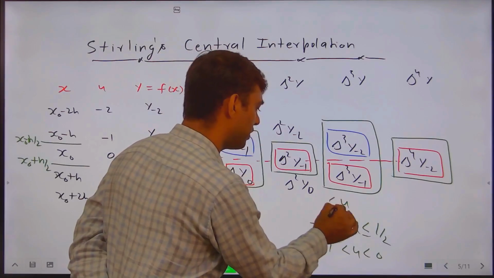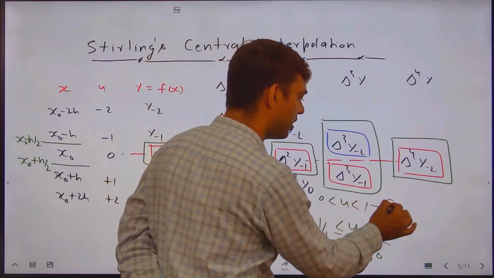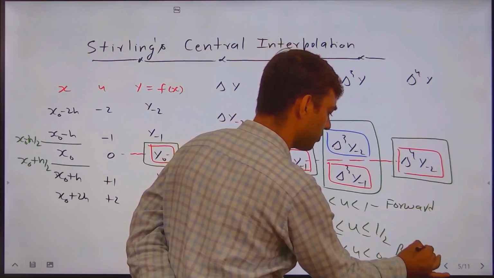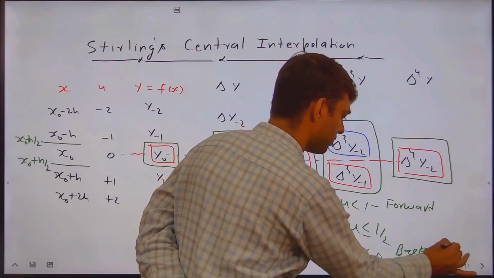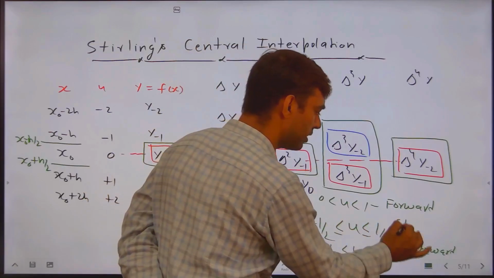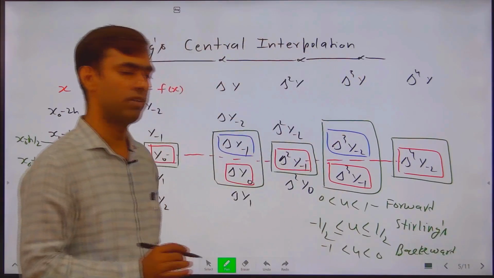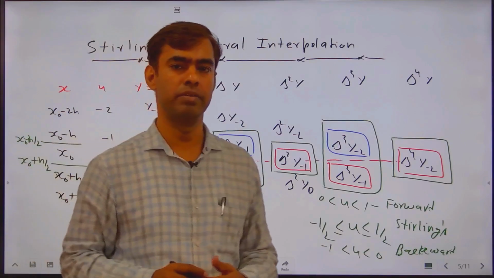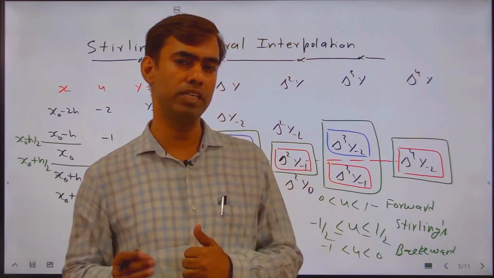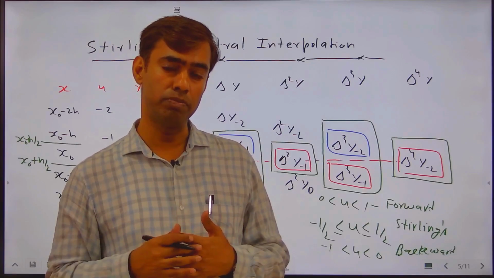If u is greater than 0 and less than 1, then we are able to apply the forward central interpolation formula. Here, the backward central interpolation formula. But if u lies between minus 1 by 2 to 1 by 2, then we apply the Stirling formula. So, in other words, we choose the value of x0 in such a way that if u lies between minus 1 by 2 to 1 by 2, then we are able to apply the Stirling formula.